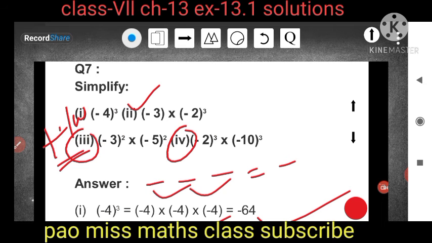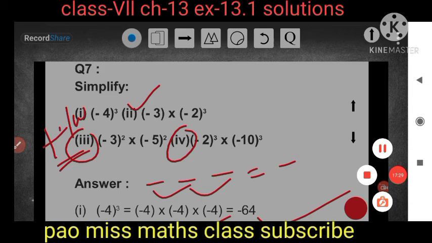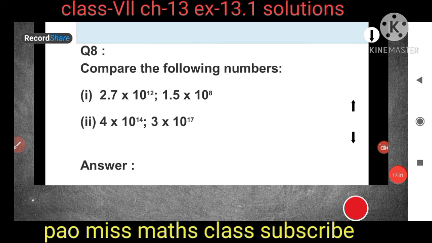So now come to the next question. Now here what we have to do, we have to compare. Compare means what? We have to compare which is greater, isn't it? So I have already told you for the exponential form, if the numbers are in power, then for comparing them we will see whose power is greater, isn't it? Whose power will be greater, that value will always be greater.